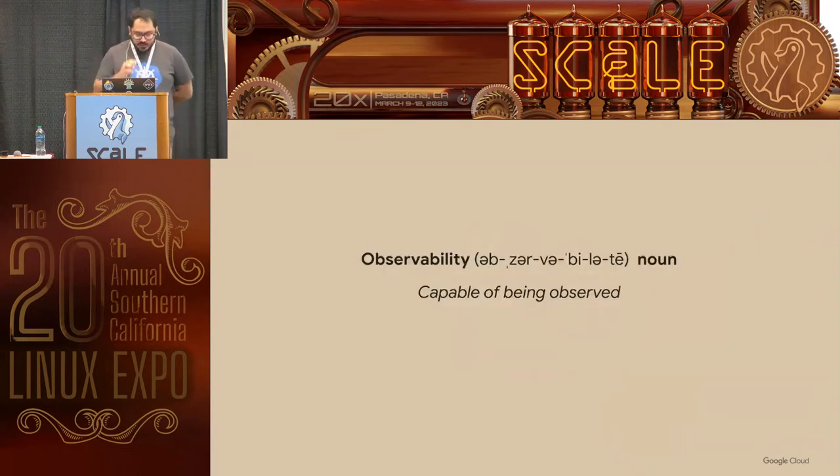All right, so let's get started. Like any good talk, I'm going to start with the definition, because definitions are important. Observability is a noun, and the word means capable of being observed, which is a fairly broad and vague definition, but it's actually an important distinction. Observability is not just knowing what's happening. It's the capability, if you needed to know what's happening, you could do it.